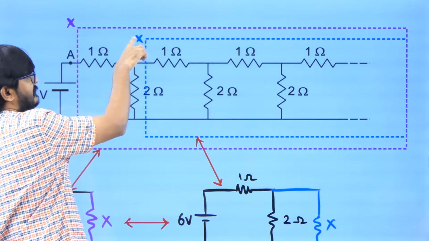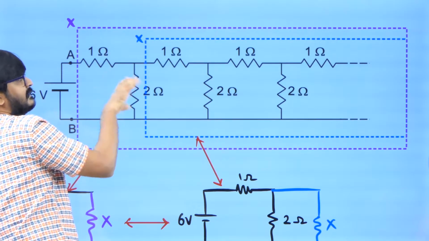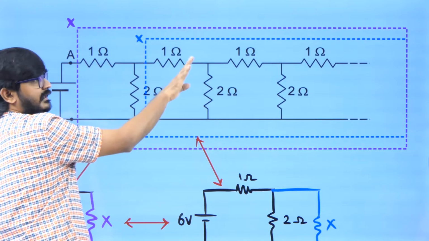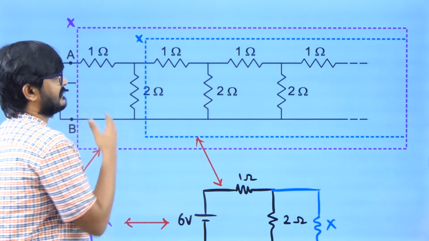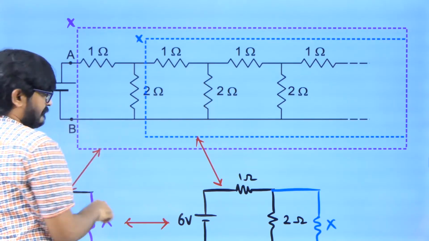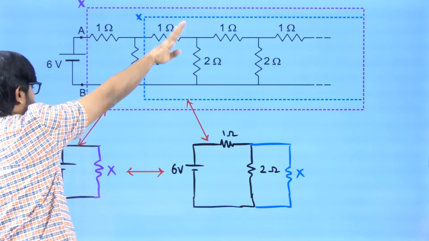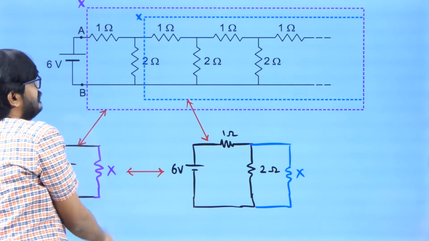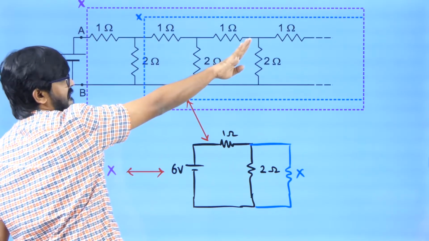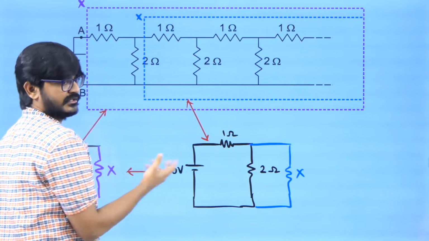So I am assuming that resistance as X. If the resistance between A and B is X, then the resistance between these 2 points is also X. So what I can do is, I can see the same figure in 2 ways. One is by replacing this center part with X, I can see the same figure like this. Or by replacing this center part with X, I can see the same figure like this. But I know both figures must be equivalent to each other.